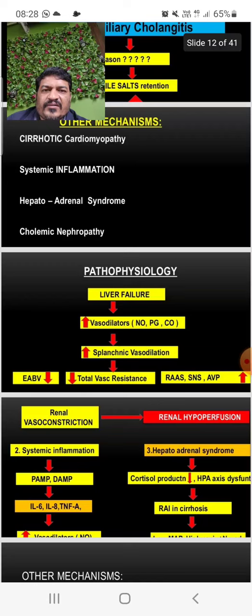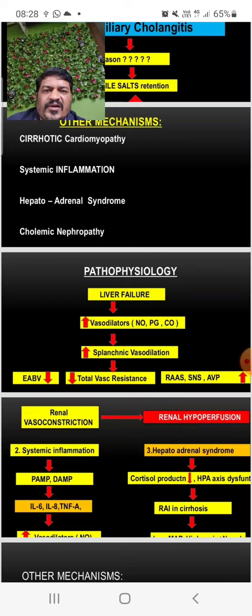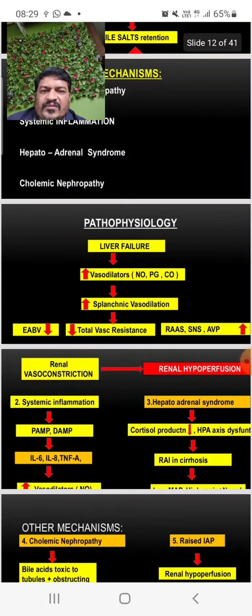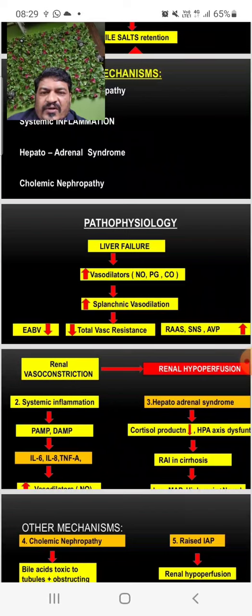Pathophysiology of HRS: liver failure, increased vasodilators, NO, PG, and CO, which leads to increased splanchnic vasodilatation, which leads to decreased total vascular resistance and effective arterial blood volume, and RAS, SNS, and ADH increase. So renal hypoperfusion leads to renal vasoconstriction. Systemic inflammation comes with PAMPs and DAMPs, which lead to interleukin 6, interleukin 8, and TNF-alpha.